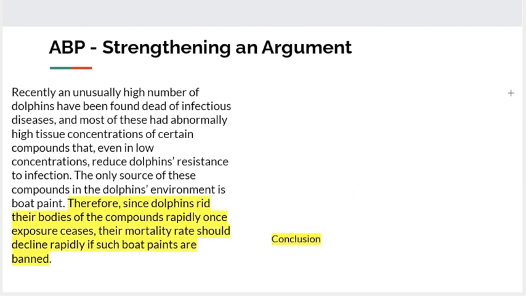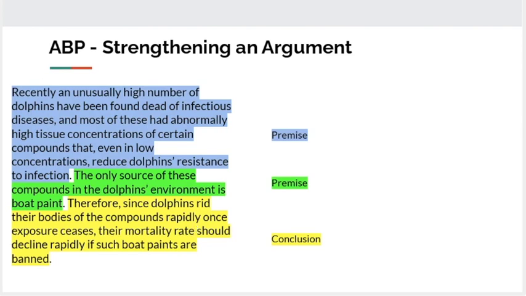So we want to start by identifying the conclusion, and we see this word therefore. That's going to be a signal that the conclusion is coming, that the dolphin's mortality rate should decline rapidly if these boat paints are banned. Okay, so what statement or statements support this conclusion? Well, this one certainly does. The idea that the only source of these compounds in the dolphin's environment is boat paint. So if this compound is detrimental to dolphins' health and the only source of it is boat paint, that would certainly strengthen the conclusion that getting rid of the boat paint or banning the boat paint would help the dolphins in terms of these infectious diseases. And then the first sentence, this really long sentence here, is also a premise.